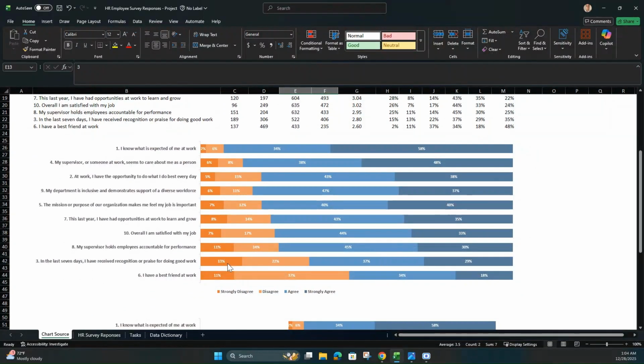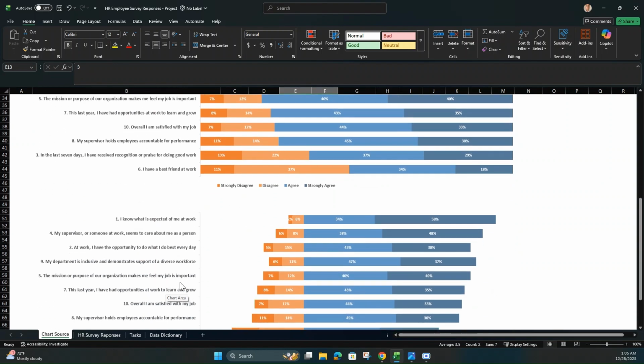So what we can see is that a lot of people know what is expected of them at work, but on the other hand, we see that the impact of not having a best friend at work is very negative. Of course, the concept of having a best friend is kind of vague, but clearly people need more connections, so maybe some networking events or something like that would be a nice insight for the HR people, right?